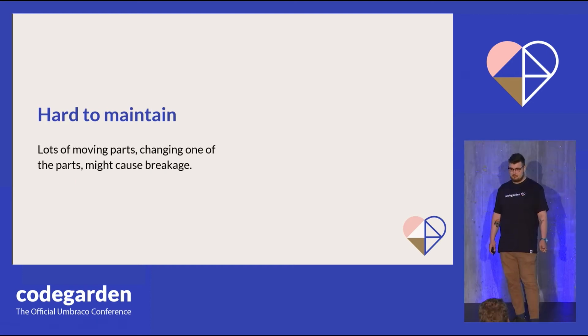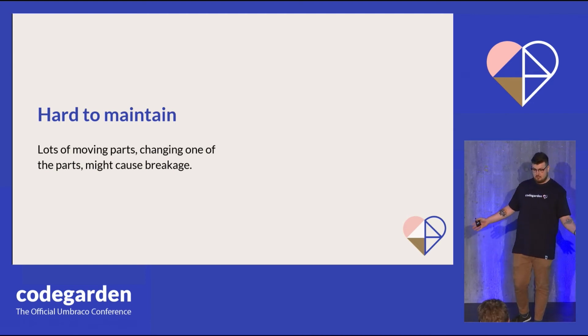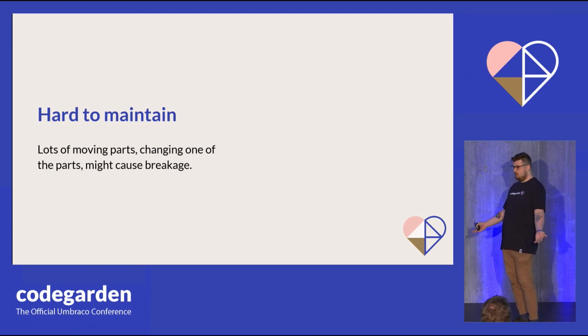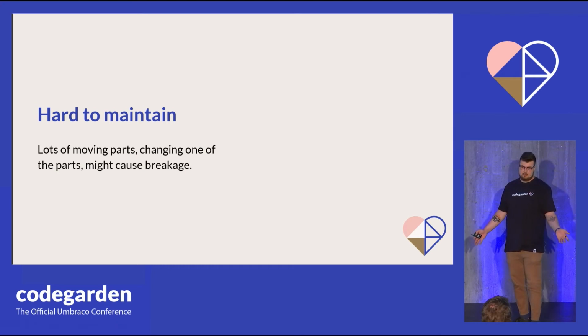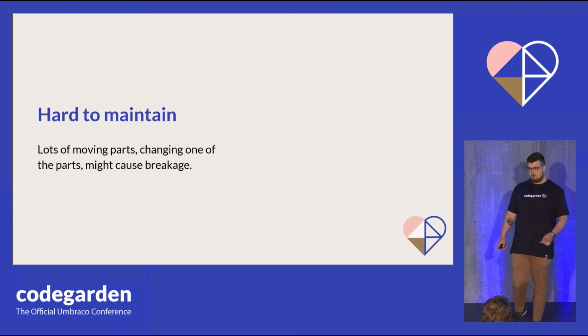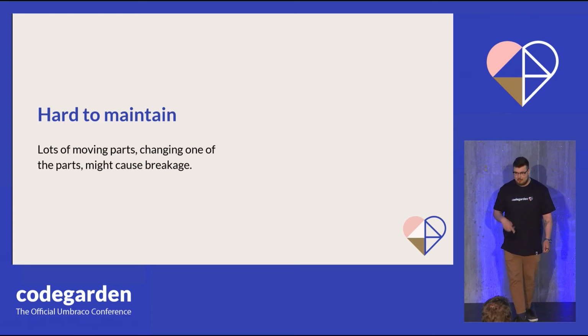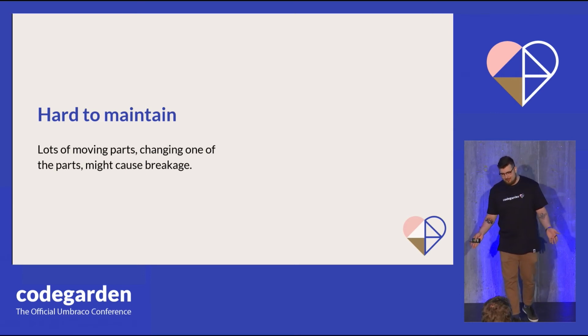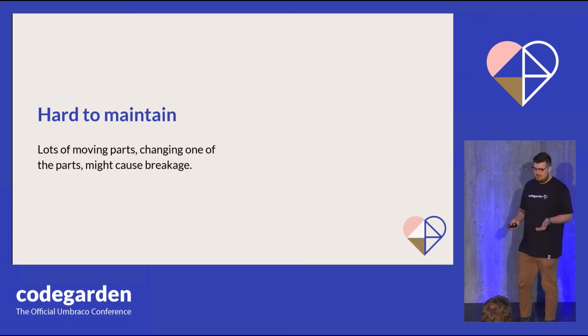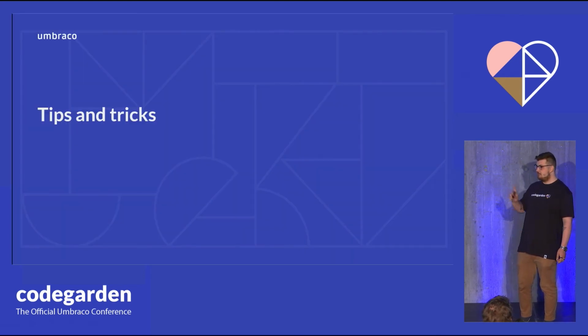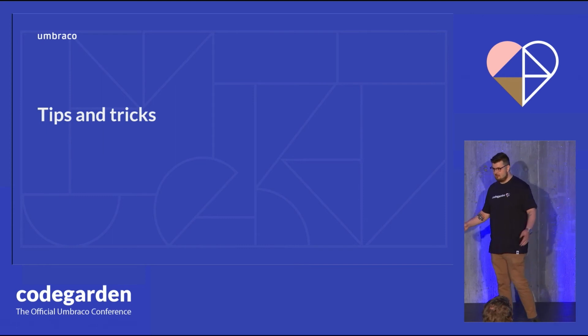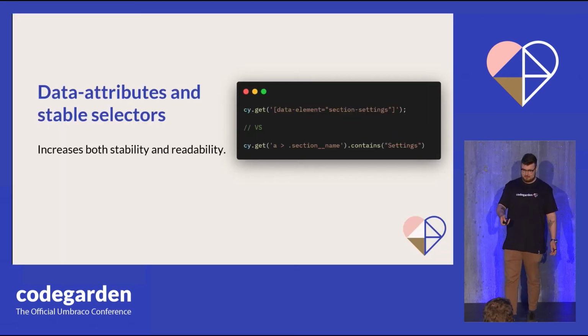Yeah, and acceptance tests can be hard to maintain. As I mentioned, when talking about how flaky they are, there's a lot of moving parts, and changing one of these parts might cause your acceptance test to break. But changing something in one of those parts might also cause it to break. So it can be really hard to maintain sometimes, but don't fret. Hopefully, we have some tips and tricks to minimize all these cons, even the hard to maintain ones.